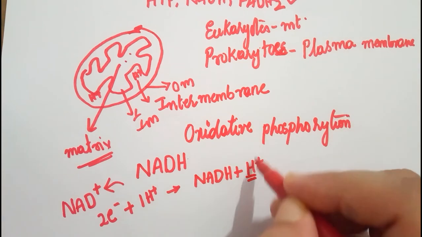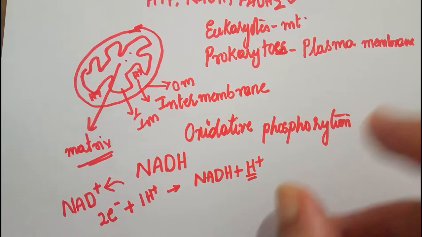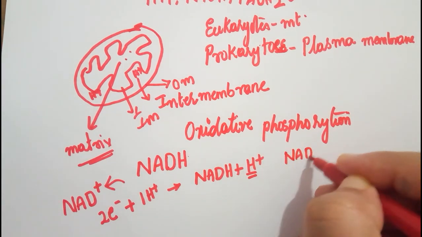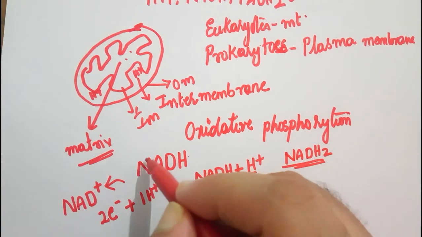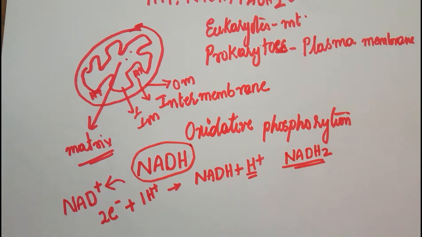H plus. This H plus is indicating that an additional proton is in the solution. Or sometimes you might have also seen it written like this, NADH2, which some books write, or NADH, but I will be using NADH because it is more convenient for me. So these are some of the basic concepts.